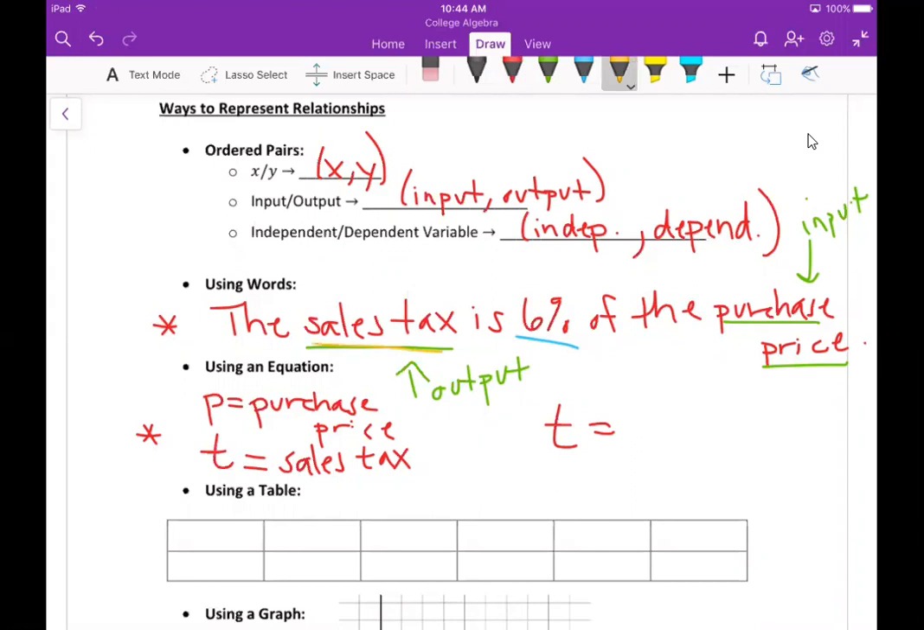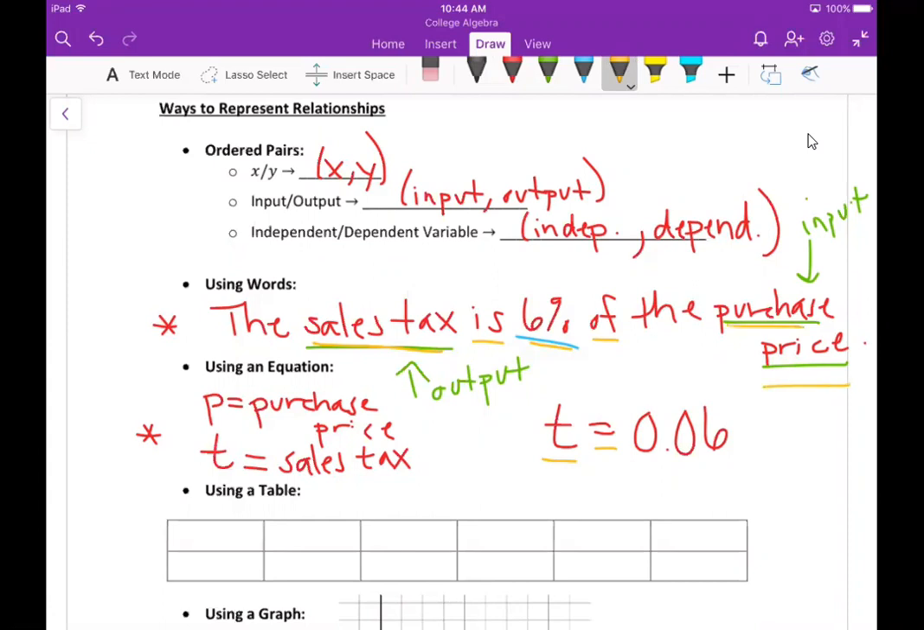So sales tax, there's my variable for sales tax, typically is an equal sign. And then I see this 6%. We're always going to represent percentages by decimals when we're doing math with them. So I would have 0.06. Typically when I see this word of, it means to multiply. And that's exactly what we're going to do because I want to find 6% of the purchase price. When I'm finding a percentage of something, I'm going to multiply it times that thing.